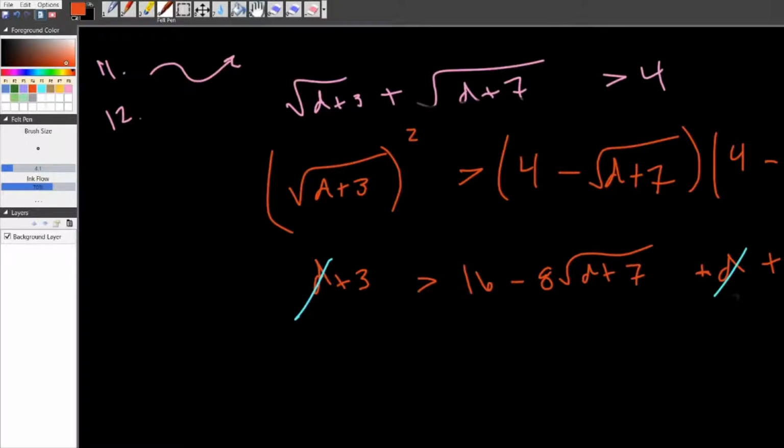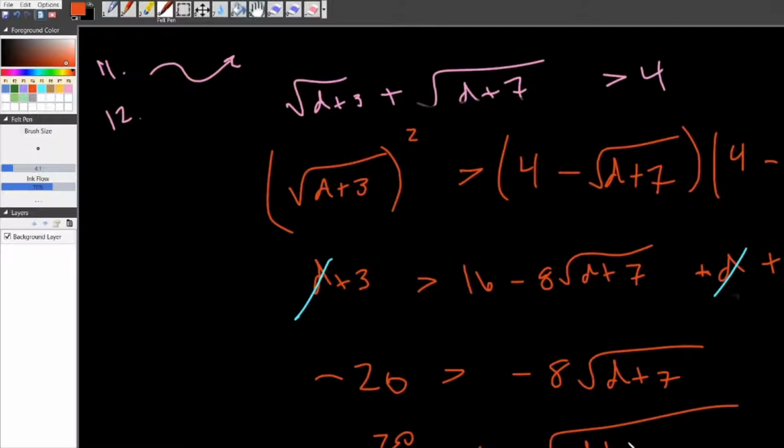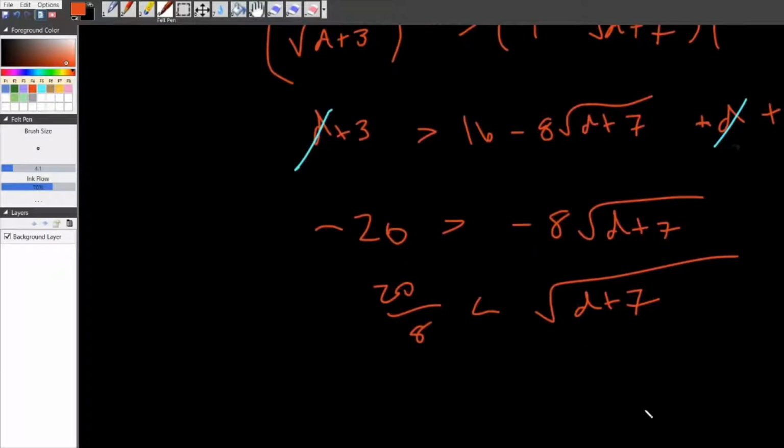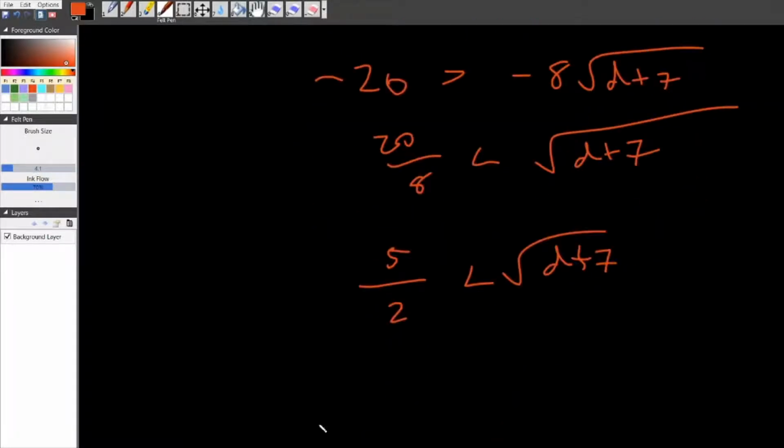So on the right side is 23, so I'll subtract it over. -20 greater than -8 root d plus 7. This is probably what happened, Gary. Then you have to divide by -8, so you get 20/8ths, flip the sign, less than root d plus 7. 20/8ths is divide by 4, 5 halves, less than root d plus 7. I'm going to go ahead and square both sides. So 25 fourths, subtract 7, minus 28 fourths, less than d. So d is greater than -3/4. Is this good, Dylan?